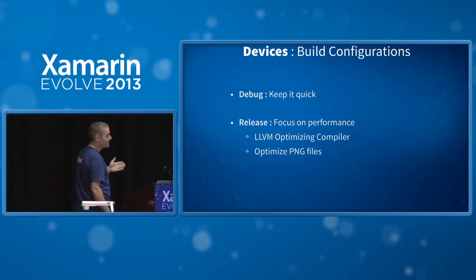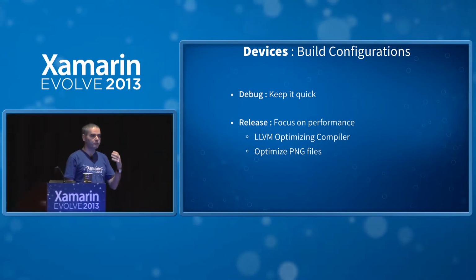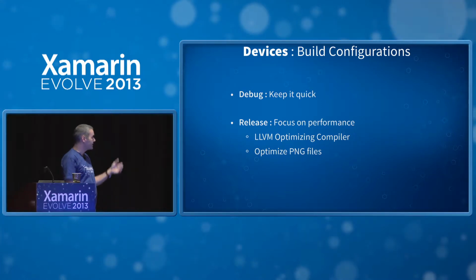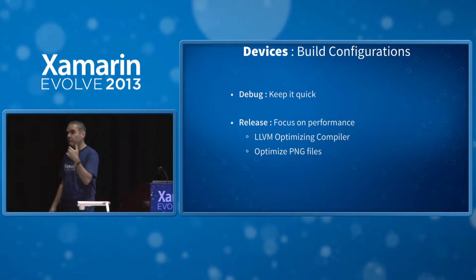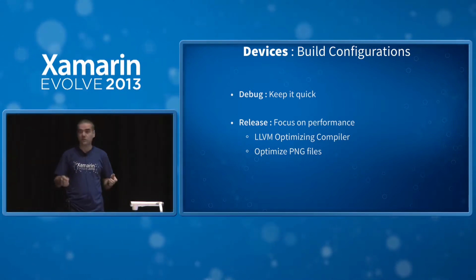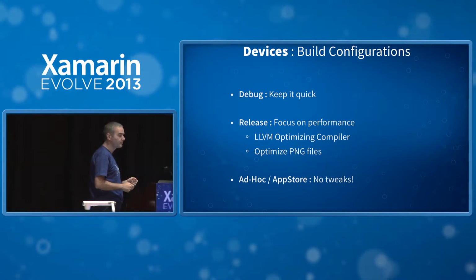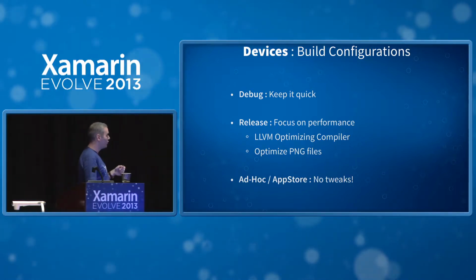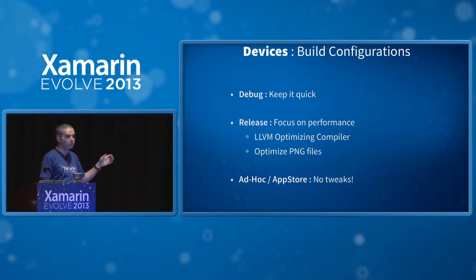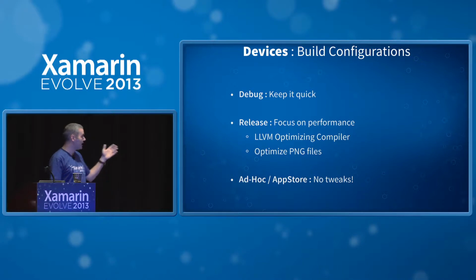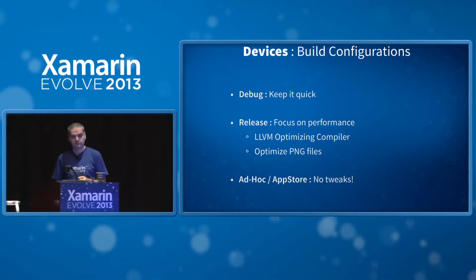The release build is different. That's where you want to try the options that you plan to ship to your customers. That's where you want to focus on the performance, using slower options like the LLVM optimizing compiler. That's the place to use the optimized PNG files. The ad hoc and App Store configurations should be close to the release option. In fact, they should mostly differ by how you will sign the application and how you're going to deploy or share that application.